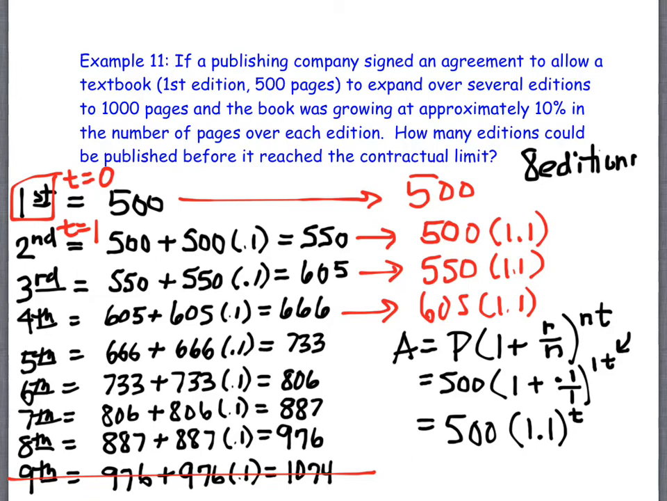So let's trace down here. We'll do one more. t equal to 2 for the third edition. When you put in t equal to 2, do you get 605? Excellent. Down here, let's try this one. What if I wanted the 8th edition? What would that look like? t equal to 7, right? It's 1 less.